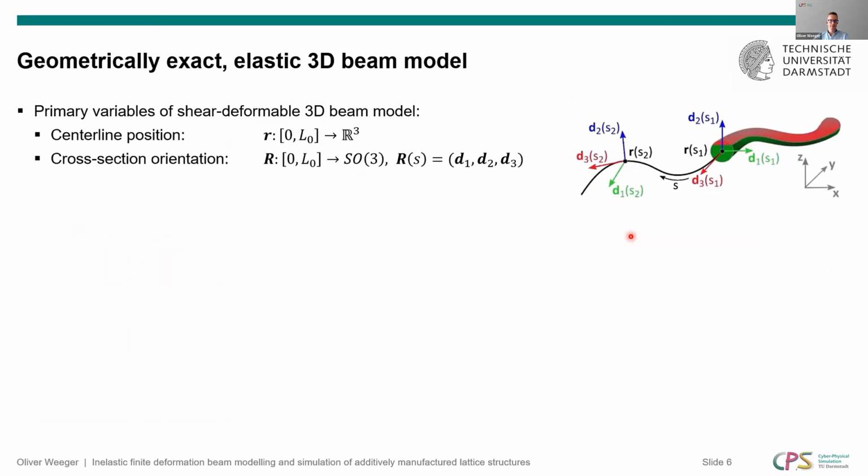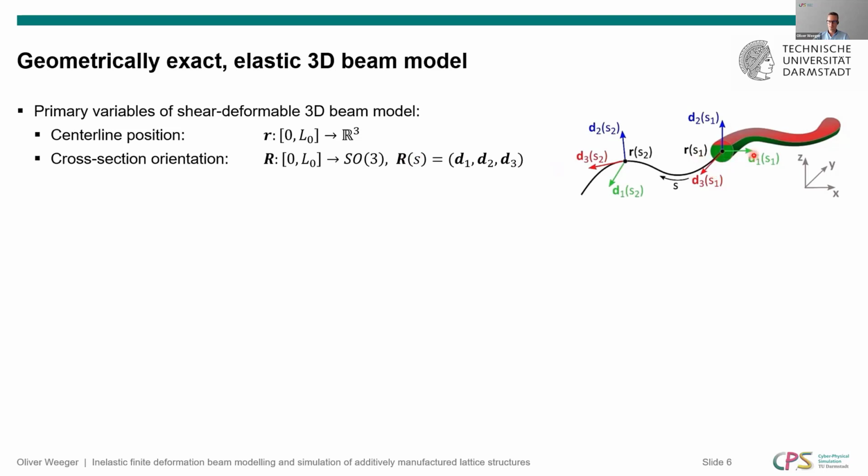So how these beam models look like, these so-called geometrically exact shear deformable 3D beam models, is that we want to model the deformation of a three-dimensional beam, which can be initially curved. The beam is described essentially in terms of the center line, which is a curve in three-dimensional space, and the cross-section orientation, which is a rotation field in three-dimensional space.